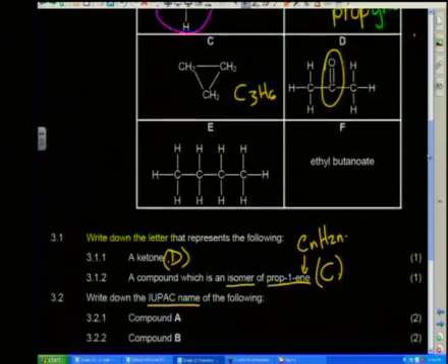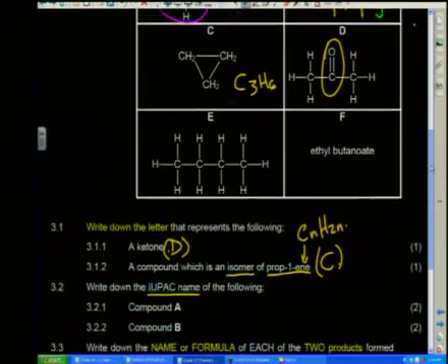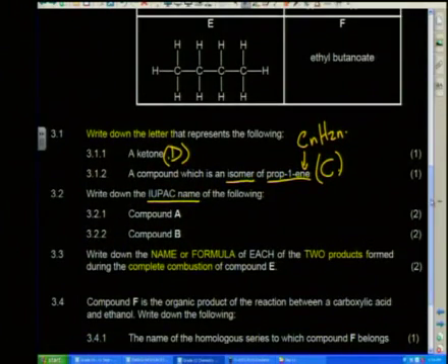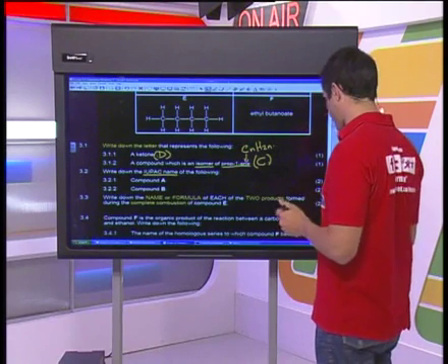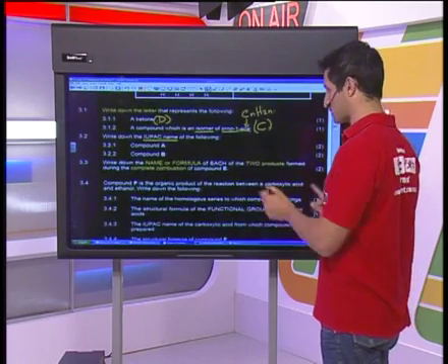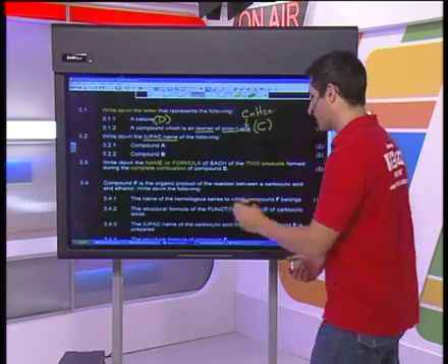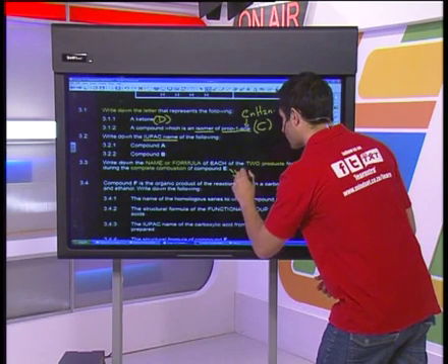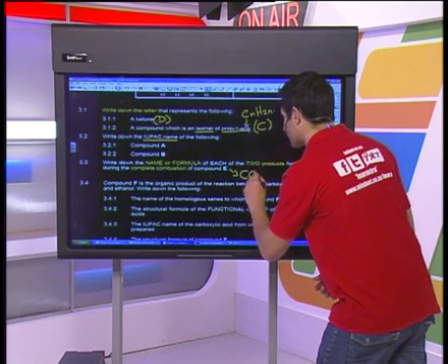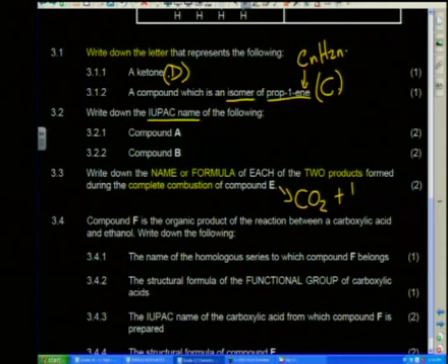Now, I don't even have to look at compound E before I know what's going on. Compound E is butane. But this is a hydrocarbon. Anytime I burn a hydrocarbon, there's two particular products which always come out if it is complete. And those are carbon dioxide and H2O.